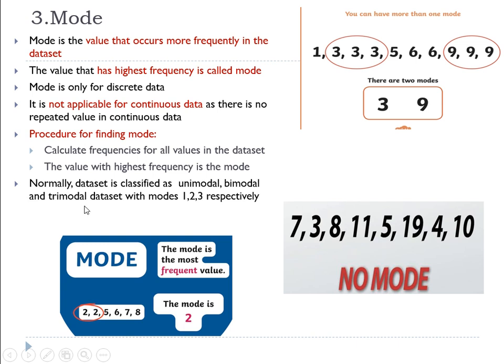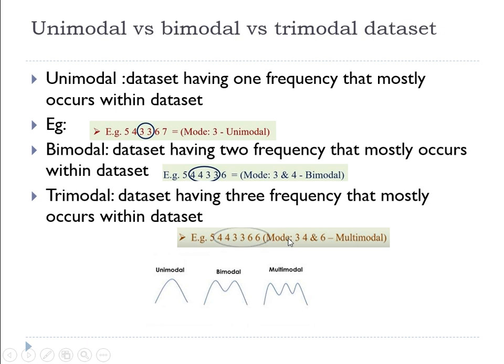Now, based upon the mode you have three classifications of data sets: unimodal, bimodal and trimodal. A data set with one mode, for example this one, is unimodal. A data set with two modes, this one, which has two repeating values, is bimodal. A data set with three modes is called trimodal. To have a clear differentiation, let's see this example: unimodal versus bimodal versus trimodal data sets. This is a classification of data sets based upon the modes.